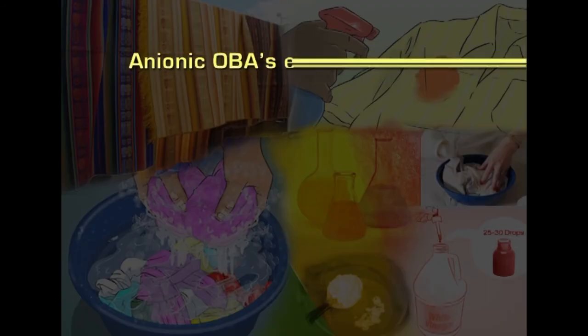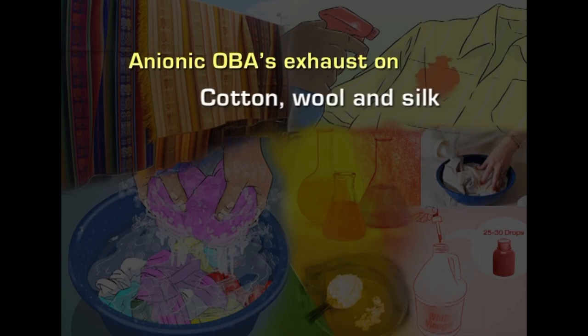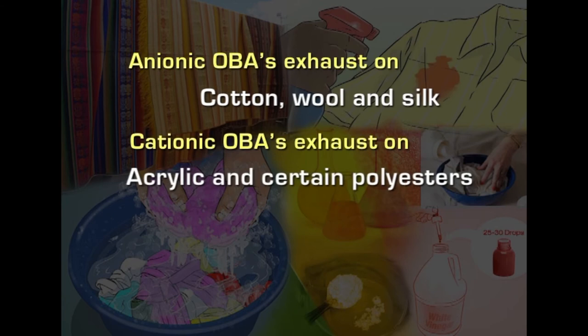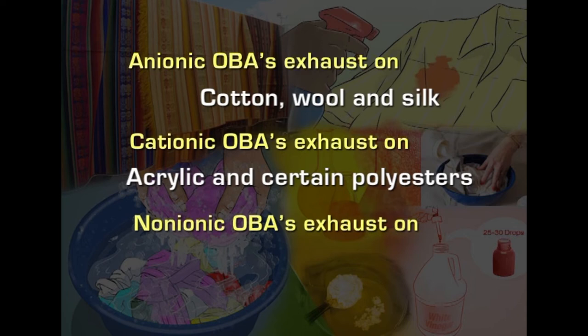When material treated with optical brightening agents is exposed to an ultraviolet black light source, it glows in the dark. Anionic OBAs exhaust on cotton, wool and silk. Cationic optical brightening agents exhaust on acrylic and certain polyesters, and non-ionic OBAs exhaust on all the synthetics.